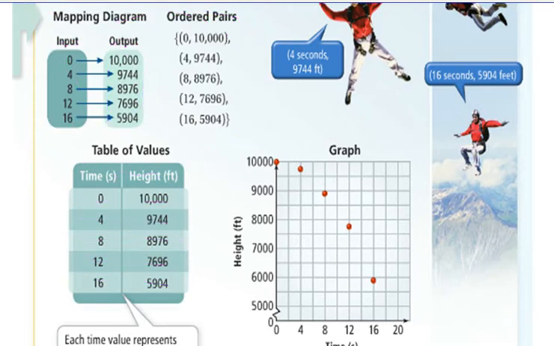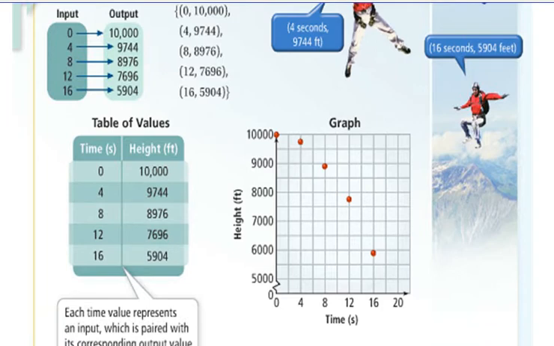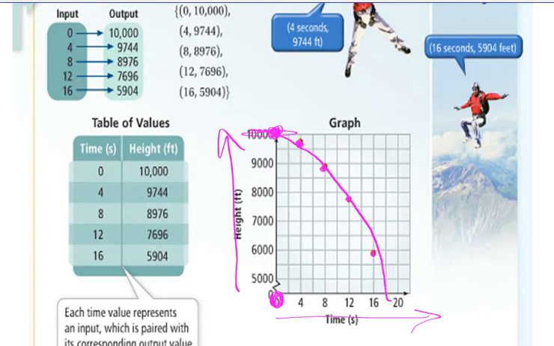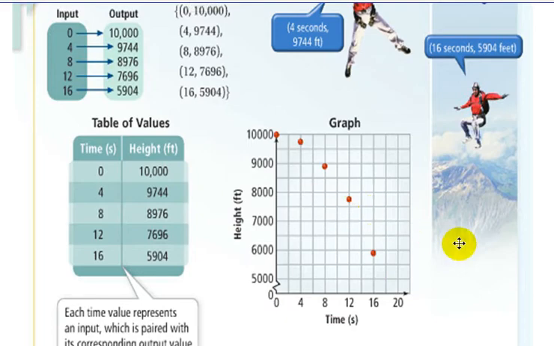I like the graph the best on this because it really shows how he's falling and how quickly he's falling as time passes. So we have time here on the bottom and our height here. At 0 seconds, just as he's beginning to hit the timer and jump out of the plane, he's at 10,000 feet. So he starts here. As 4 seconds pass, he's dropped to about here, and at 8 seconds, he's here, then 12 seconds, down to 16 seconds. So he starts slowly and then gravity starts pushing and he goes faster and faster. So there are the four ways to represent our data.